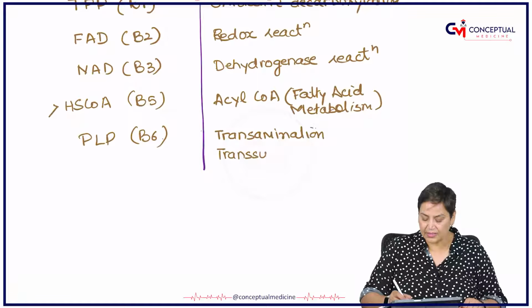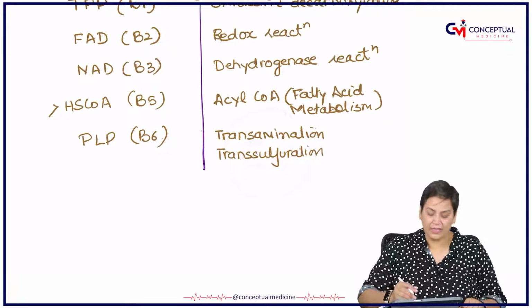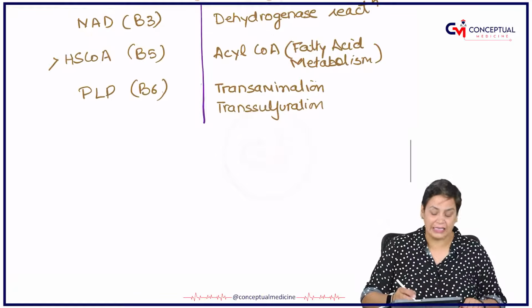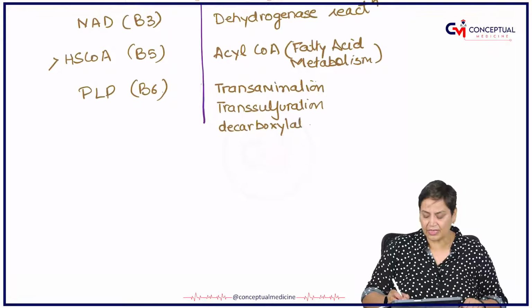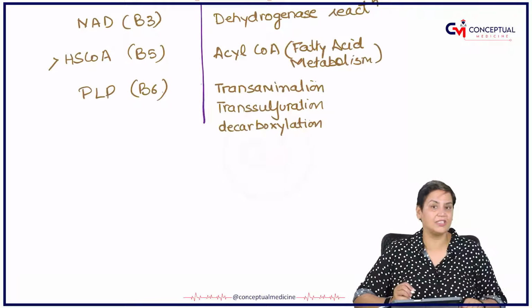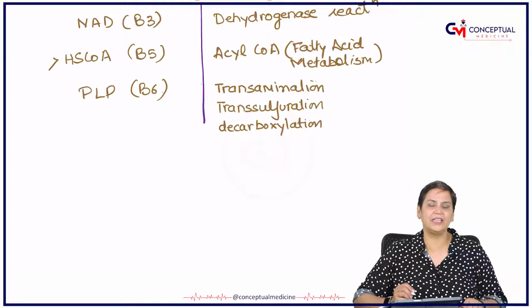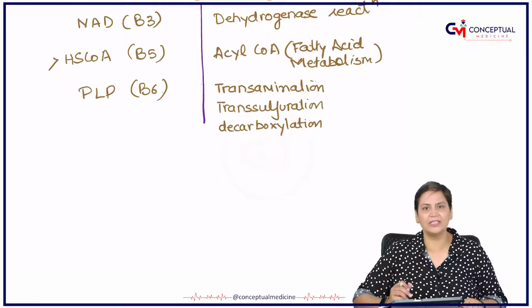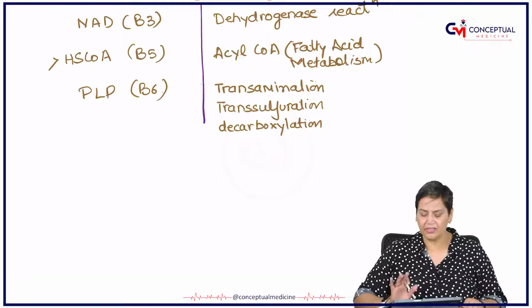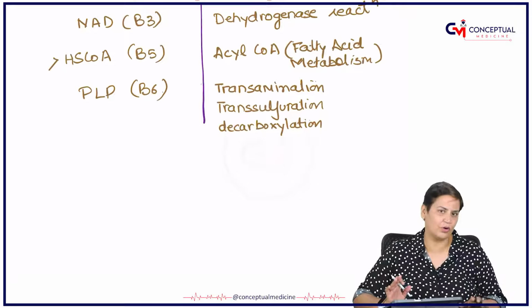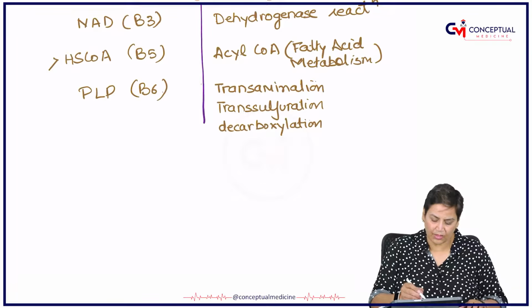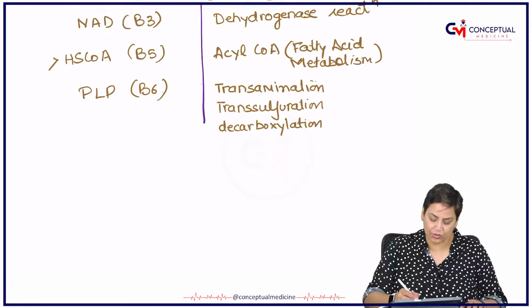So transsulfuration is there. Then the most important function, decarboxylation. There is a difference between decarboxylation and oxidative decarboxylation. Oxidative, as is clear, has some extra O. What is that? In the presence of oxygen. This is simple removal of carbon dioxide irrespective of the presence of oxygen. So this is the most important difference, and most of the students get confused in this reaction.